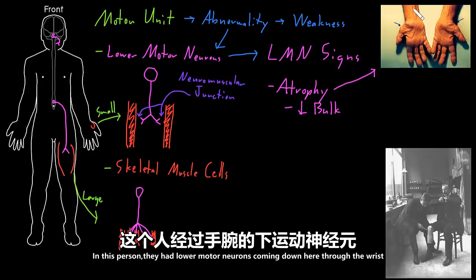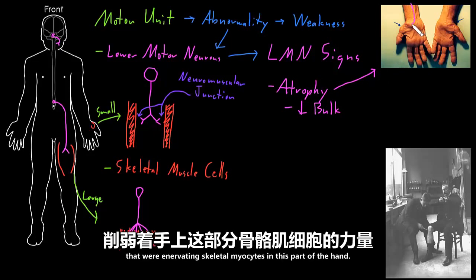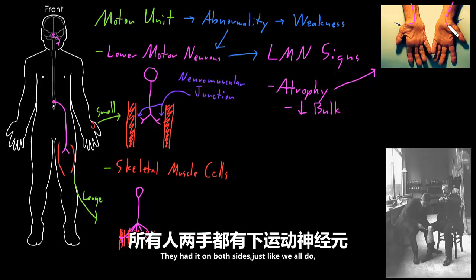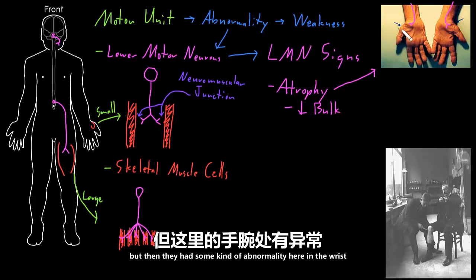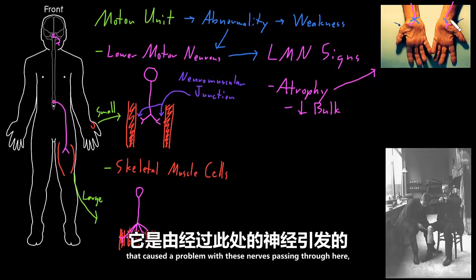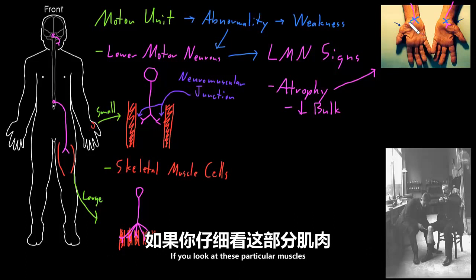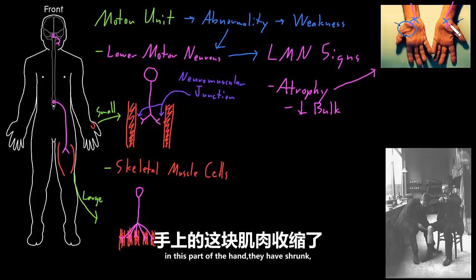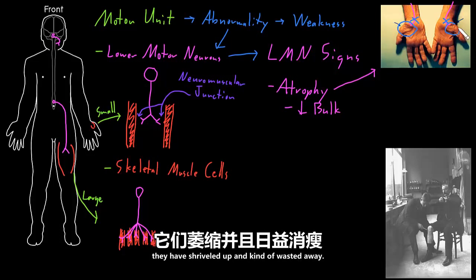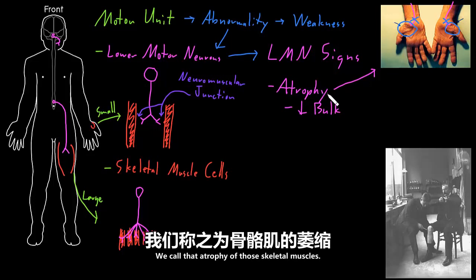Here's a photograph of a person who has a lower motor neuron abnormality causing atrophy. In this person, they had lower motor neurons coming down through the wrist that were innervating skeletal myocytes in this part of the hand, and they had it on both sides, just like we all do. But then they had some kind of abnormality here in the wrist that caused a problem with these nerves passing through here and injured these lower motor neurons heading toward these muscles in the hands. And if you look at these particular muscles in this part of the hand, they have shrunk, they have shriveled up and kind of wasted away. And we call that atrophy of those skeletal muscles.